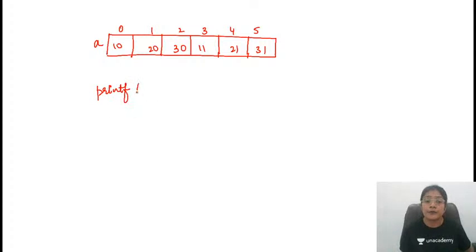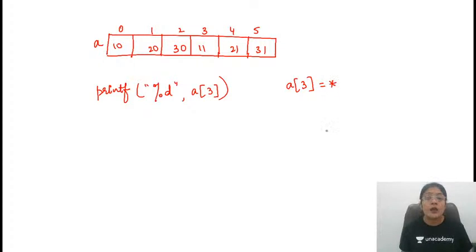writing printf %d. I want to print the element which is present at index 3. So what will this return? This will return the value. How? If it's a one dimensional array, then a of 3 is for user purpose; for compiler purpose, this is value at a plus 3, because we need to skip 3 elements to reach the third index. Array name always returns the base address.